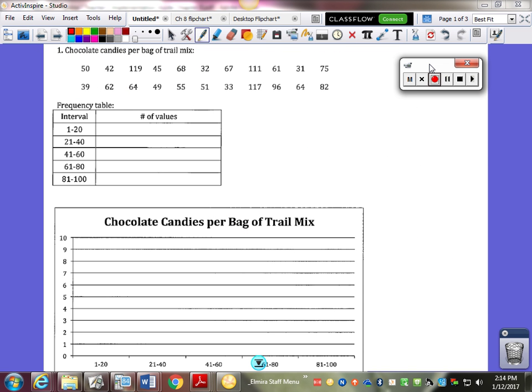All right, lastly, let's talk about histograms. Histograms are a very particular kind of bar graph. Some important characteristics of them. Number 1, bars touch. Bars are all the same color.